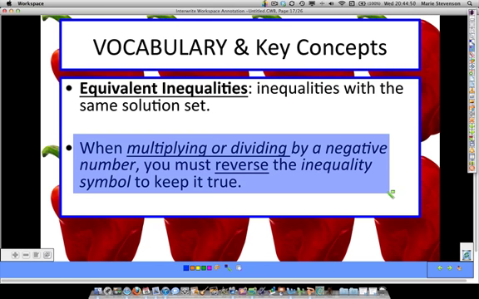Okay, this is the main idea of today. Whenever you multiply or divide by a negative number, you must reverse the inequality. If you don't, you end up with a false statement. And now I'm going to do the best I can to show you why we do that, okay?